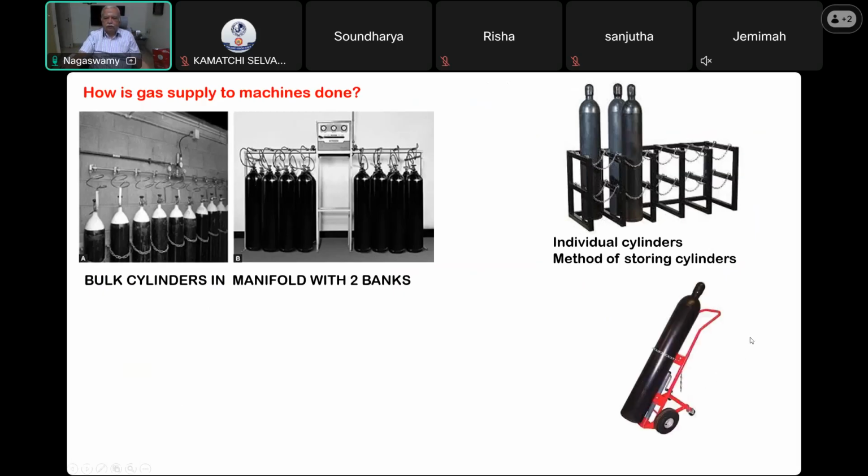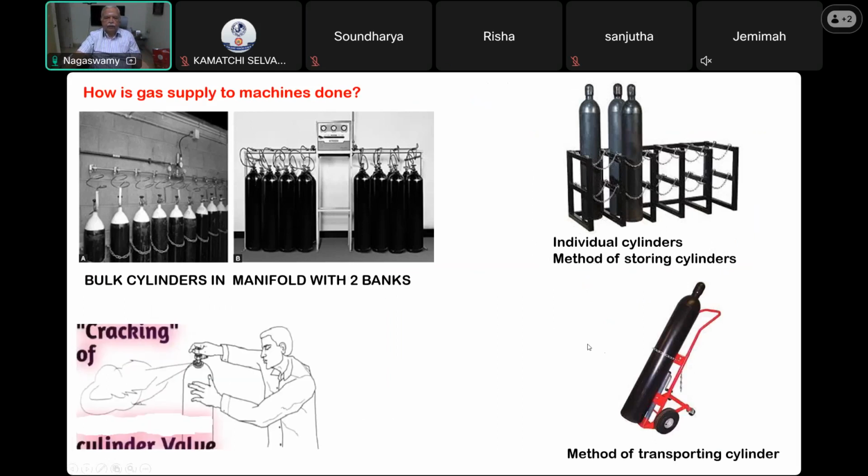And what is this being shown here? Transport. This is the transportation. So the OT assistant should not carry the cylinder on his shoulder or anything. This is the correct method of transporting the cylinder.